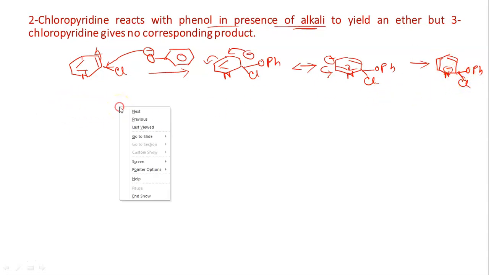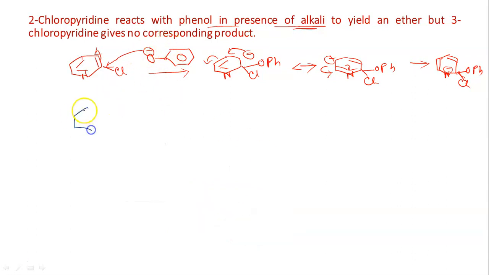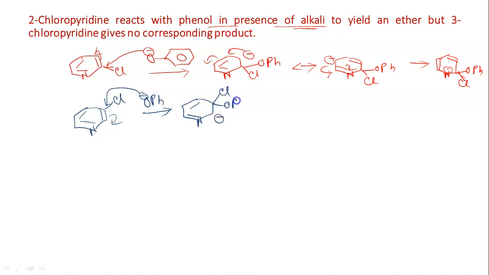Now I will draw the 3-chloropyridine. What type of resonance structures we can get, that we have to see. So for 3-chloropyridine, OH minus, next resonance structure, the third one.